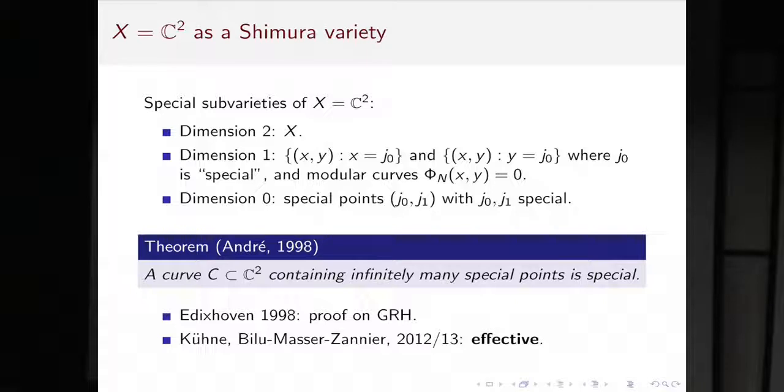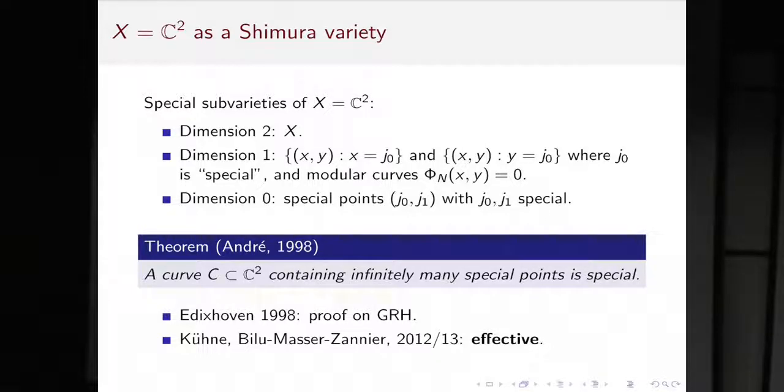And then Andre's theorem says that if you have a curve in C squared which contains infinitely many special points, then this must be a special curve. It must be a dimension 1 thing from that list, either a modular curve or a horizontal or vertical line on a special coordinate. So this was proved by Andre in 1998. There was an independent proof by Edixhoven on GRH. And very recently, so Andre's proof was unconditional but ineffective because it depended on certain lower bounds in analytic number theory.